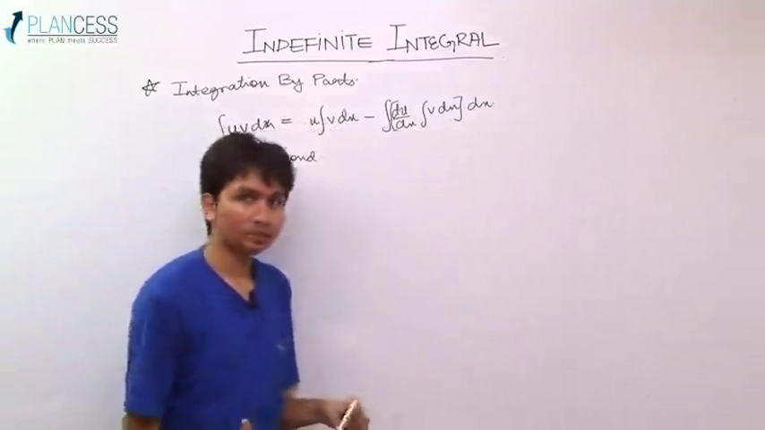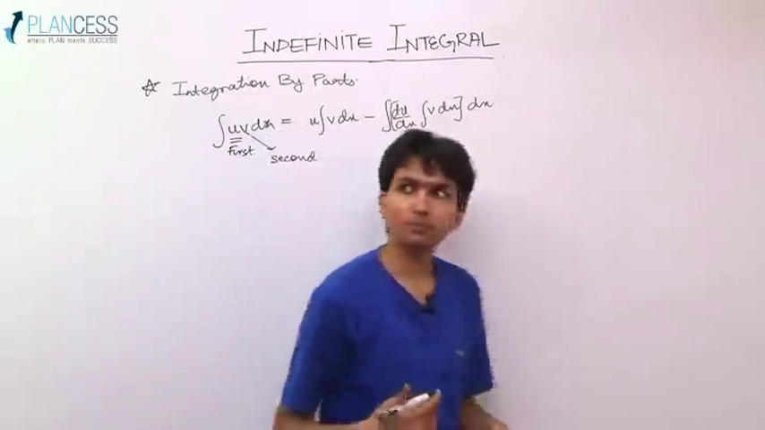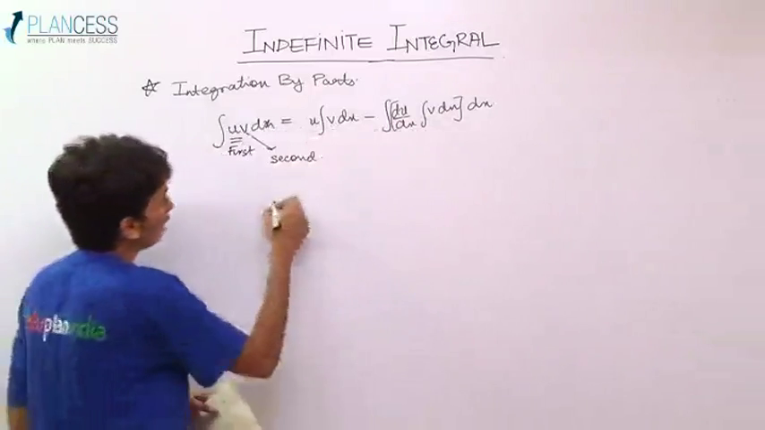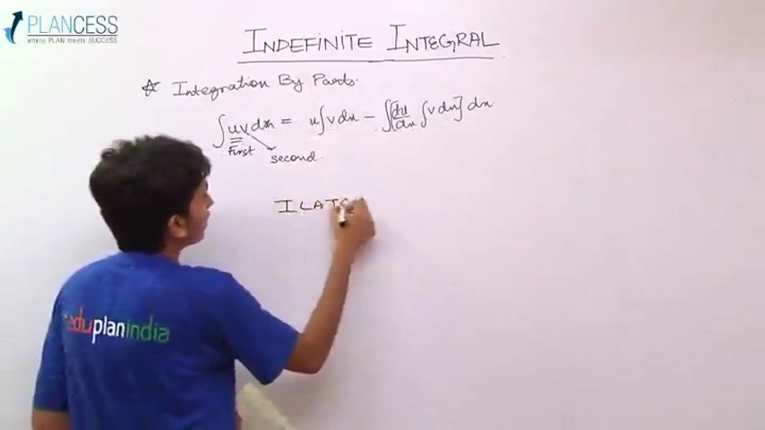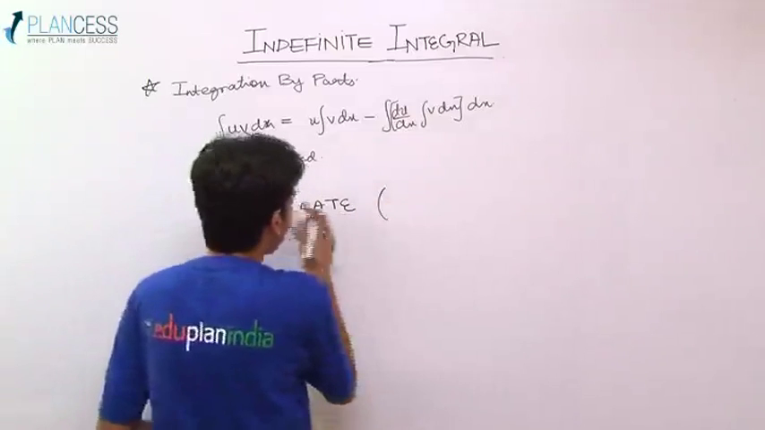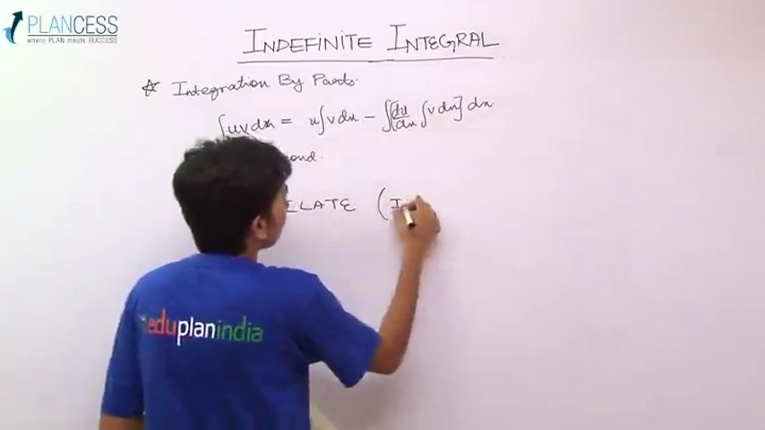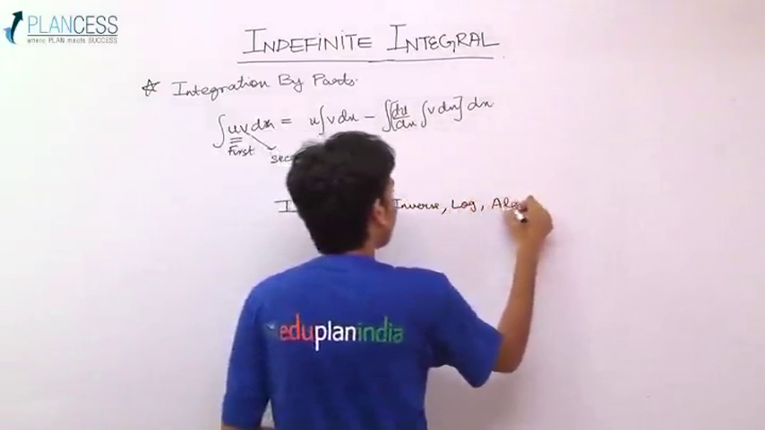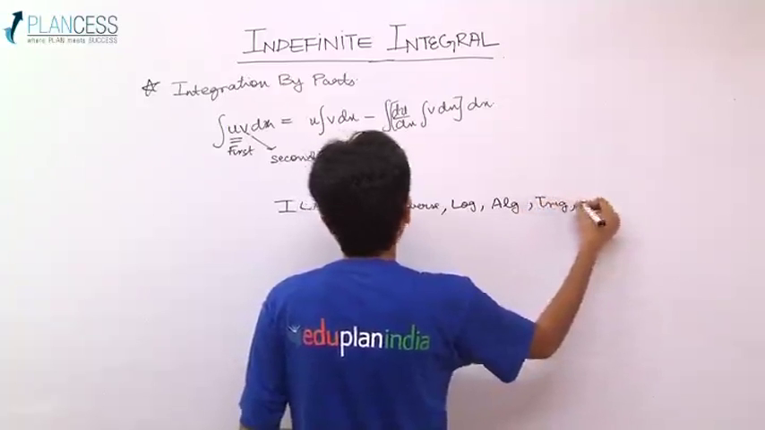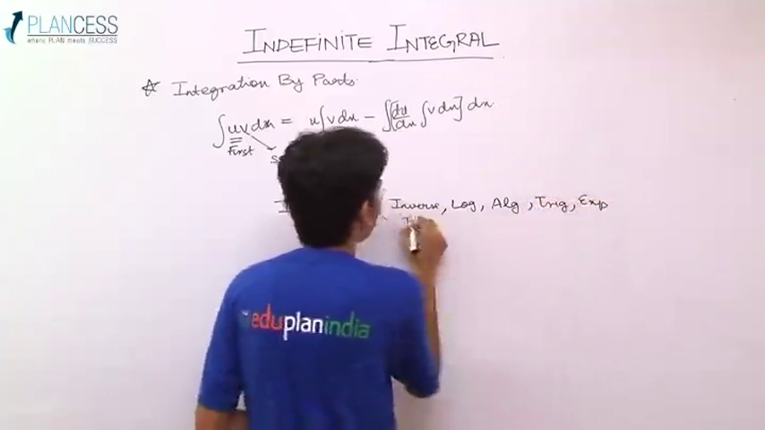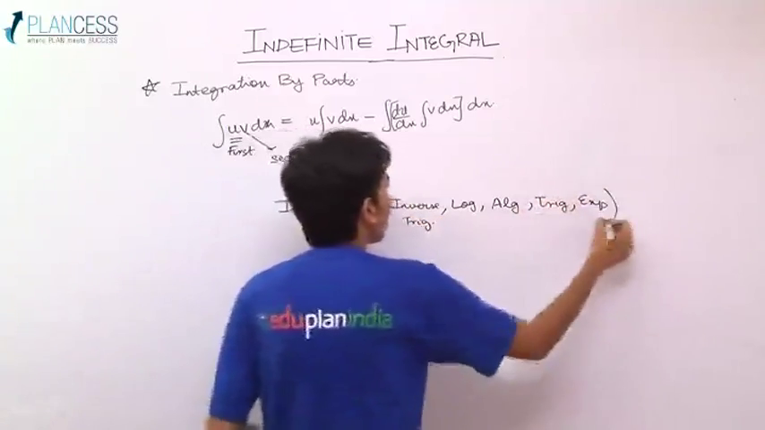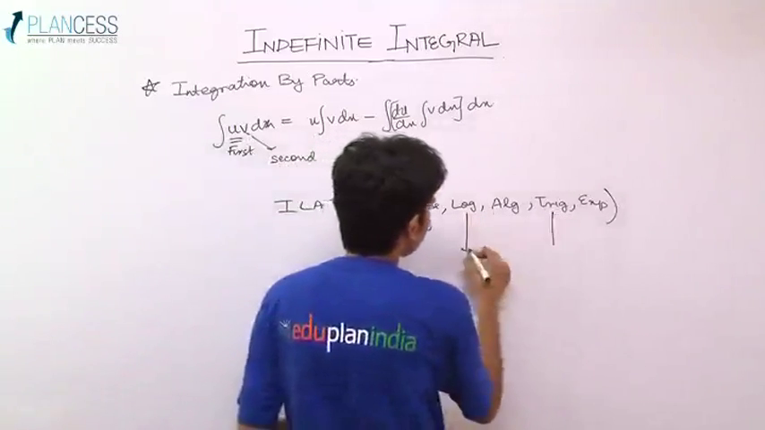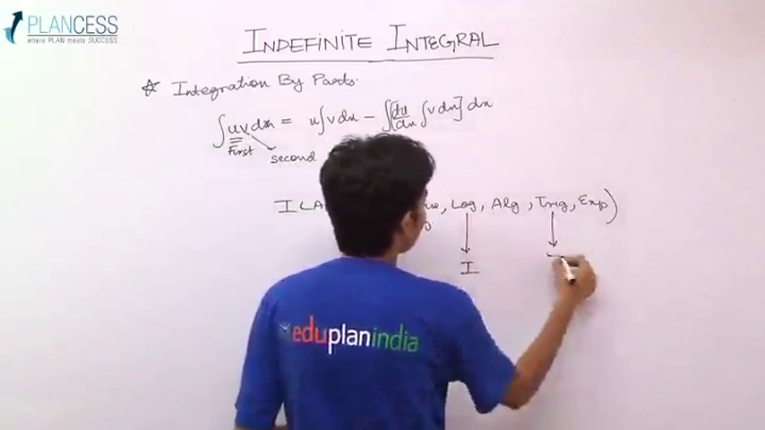So following this, some rules have been created. Generally, the ILATE rule, which is an acronym, stands for inverse, log, algebraic, trigonometric and exponential. By inverse, I mean inverse trigonometric, obviously. Okay, so this is the order that should be followed. That is, if say these two functions are present, log and trigonometric, then this should be the first function, and this should be the second.